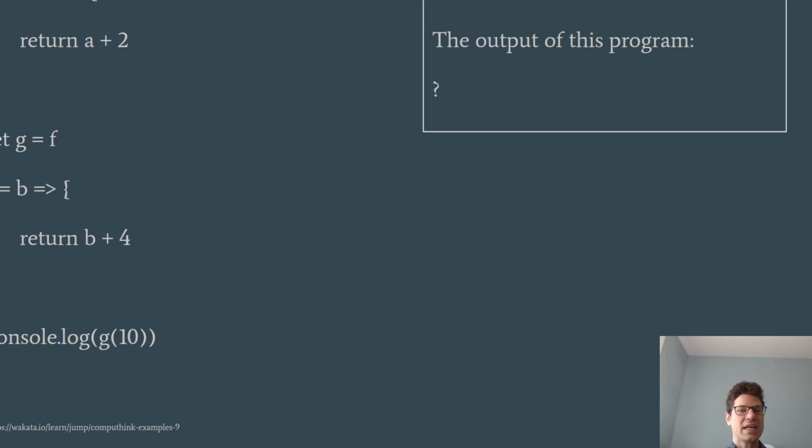Here is a slightly trickier example. I have two variable declarations and two functions. I want you to tell me what the output of this code is. Is it going to be 12 or is it going to be 14?